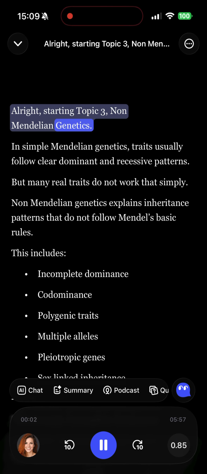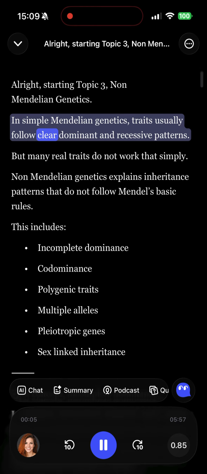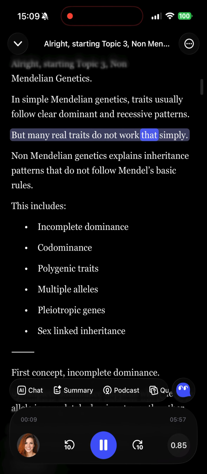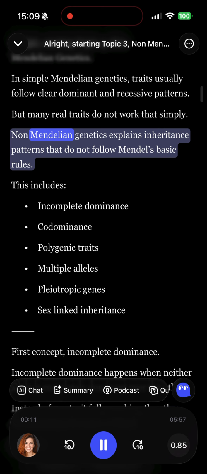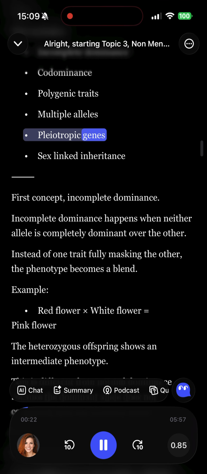Non-Mendelian genetics. In simple Mendelian genetics, traits usually follow clear dominant and recessive patterns, but many real traits do not work that simply. Non-Mendelian genetics explains inheritance patterns that do not follow Mendel's basic rules. This includes incomplete dominance, codominance, polygenic traits, multiple alleles, pleiotropic genes, and sex-linked inheritance.